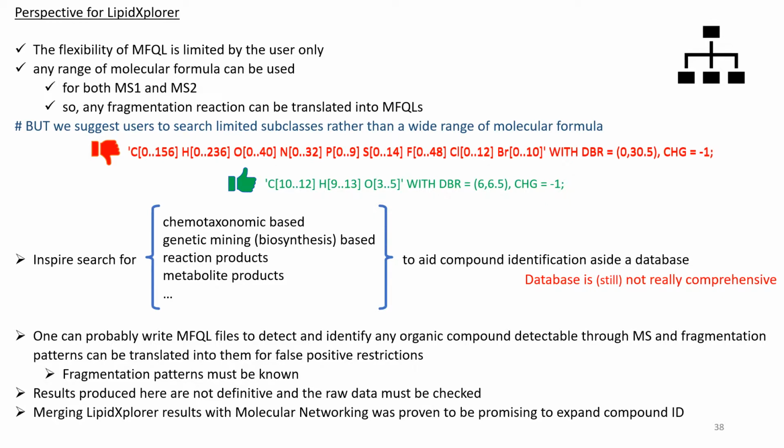Considering the perspectives for the use of LipidXplorer, I must stress the wide flexibility of the MFQL files. It is limited only by the user. For instance, we can use any range of molecular formula for both MS1 and MS2, and so any fragmentation reaction can be translated into these type of text files. Fundamental structure can be inspired from studies such as chemotaxonomic, genetic mining and biosynthesis, reaction products, metabolite products, and so on. One can probably write MFQL files to detect and identify any organic compound detectable through MS, and fragmentation patterns can be translated into them for false positive restrictions.